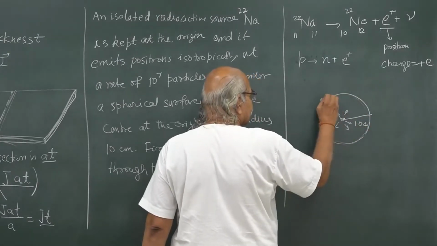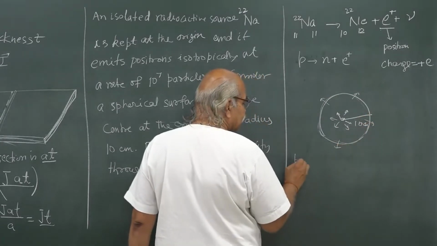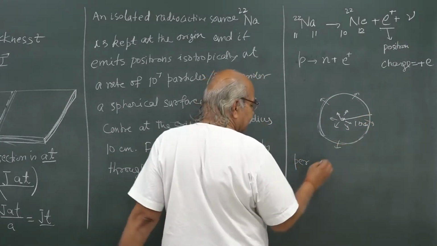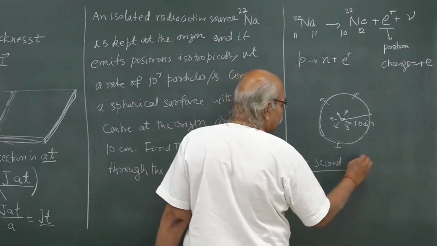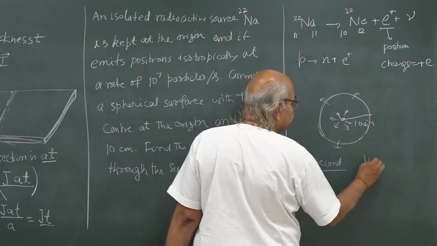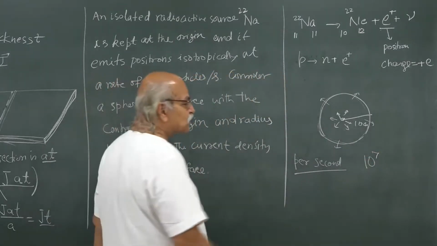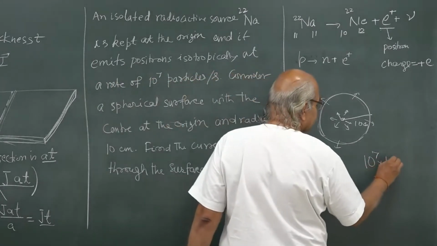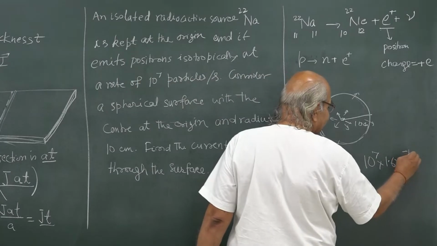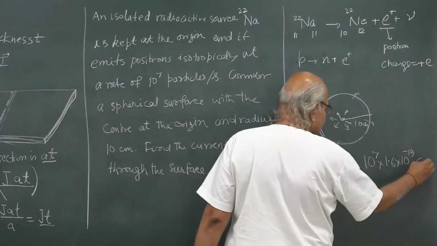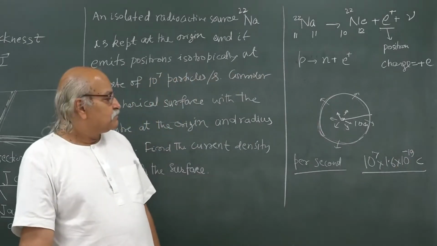Right, these positrons are going this way. So, per unit time means per second. How many positrons? Number of positrons will be 10 to the power 7. Number of positrons times 1.6 into 10 power minus 19 coulomb. So, this much charge is going per second.